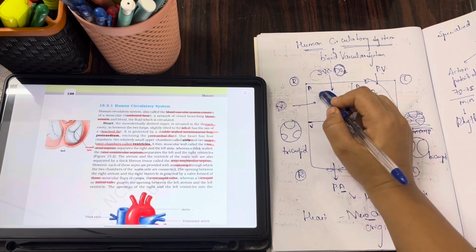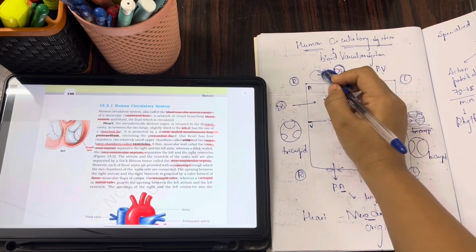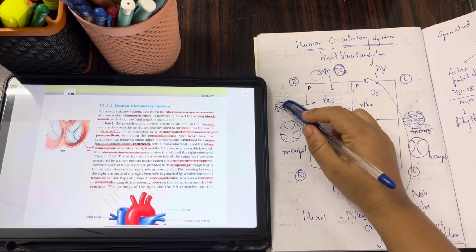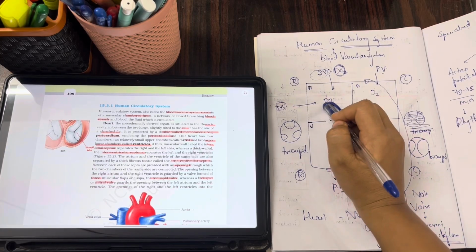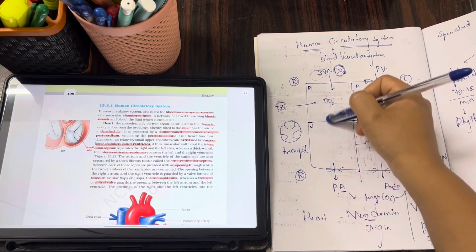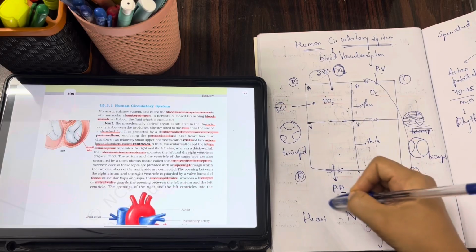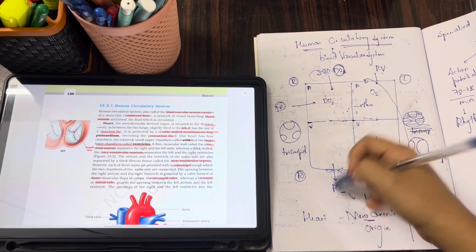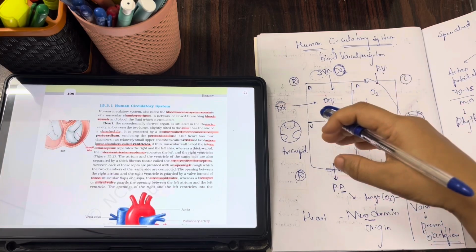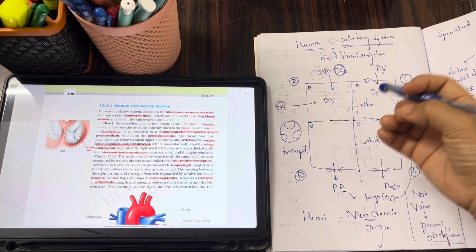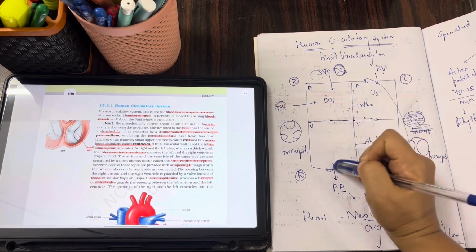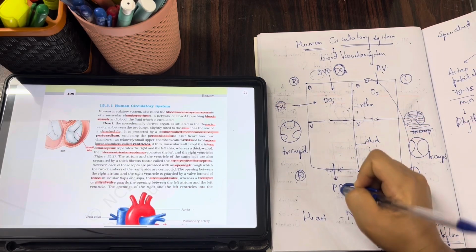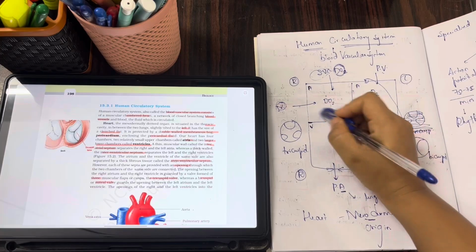Usually at the right atrium, the superior vena cava brings the deoxygenated blood from the upper part of the body, and the inferior vena cava brings the deoxygenated blood from the lower part of the body. Once it enters here, it goes through the pulmonary artery. Here the word artery doesn't match with whether it is oxygenated or deoxygenated. Usually we assume that an artery carries oxygenated blood, but only in the heart we have a misnomer, that the pulmonary artery carries deoxygenated blood.